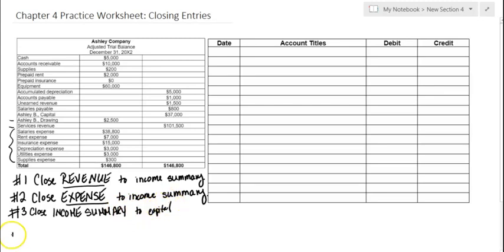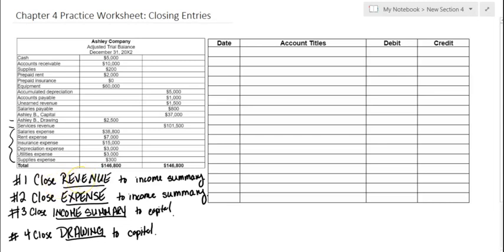And number 4, sorry, something's in the way when I'm recording. Number 4, we are going to close our drawing account. Let's keep it consistent. Drawing account, again, to capital. All right, so 4 closing entries: close revenue, close expenses, close income summary, close drawing. So let's take a look at this first one.